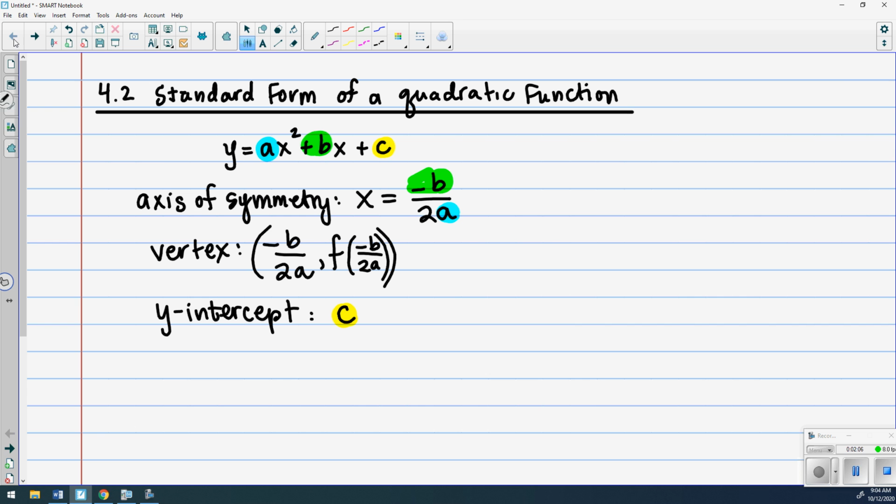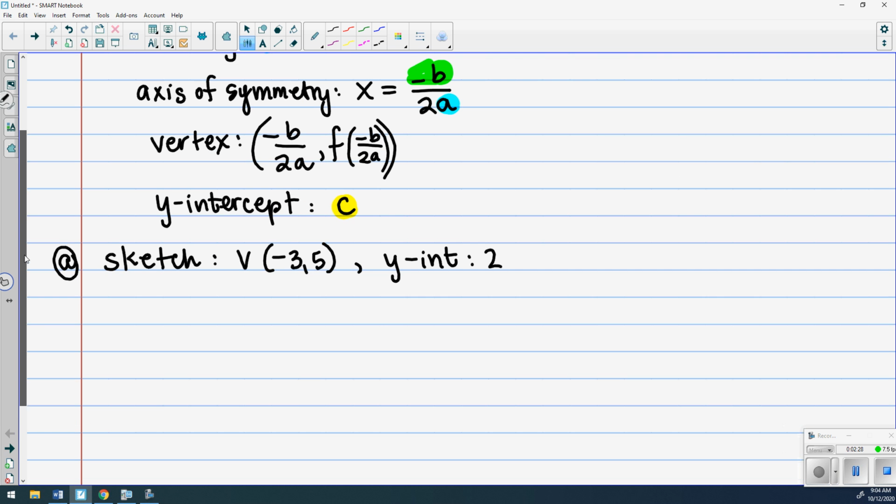So how about some examples? Let's start with letter A. What we're going to do is sketch a quadratic function if we know that the vertex is negative 3, 5. I'm just abbreviating vertex. And I'm going to tell you that the y-intercept is 2. So we're going to sketch, and then we're also going to write the equation for this quadratic function.